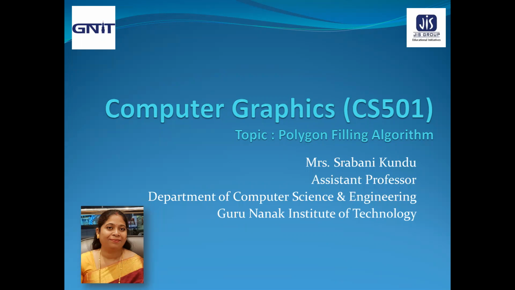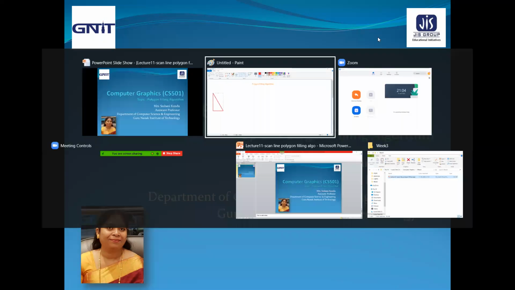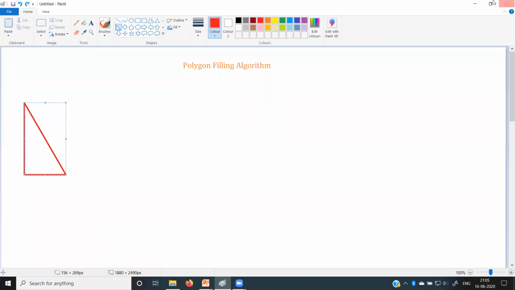Today, I will discuss the polygon filling algorithm. Now here you can see there is a polygon of triangular shape. As you know, to fill the polygon, we can select any color, and if I click on it, the polygon will be filled up by the color. So apparently it seems that it is very easy to fill the polygon.